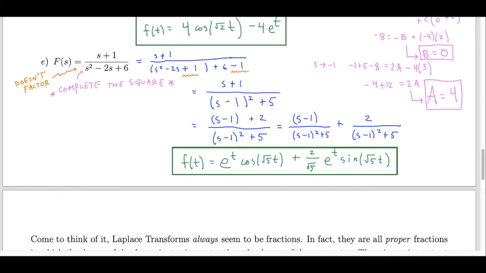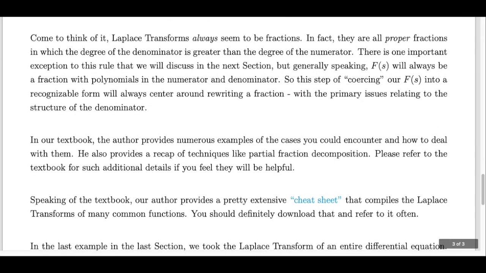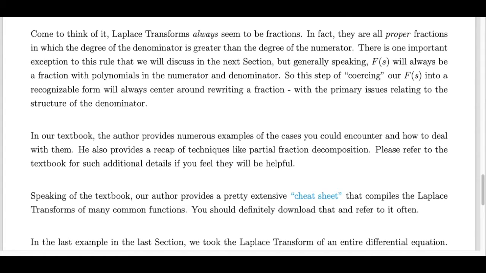On the last page of notes, I have a few more comments about the examples that we've done so far, and then one more example that kind of ties all of this together. First, I just point out that it's not a coincidence that our Laplace transforms always seem to be fractions. That will, in fact, always be true. There is one exception that we'll talk about in the next section, but otherwise, the structure of this operator is such that the output, the Laplace transform, is always a fraction.